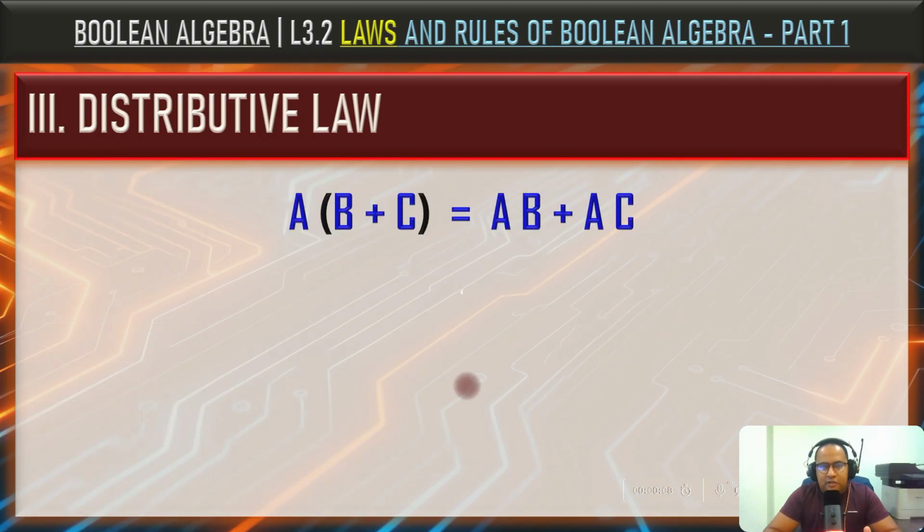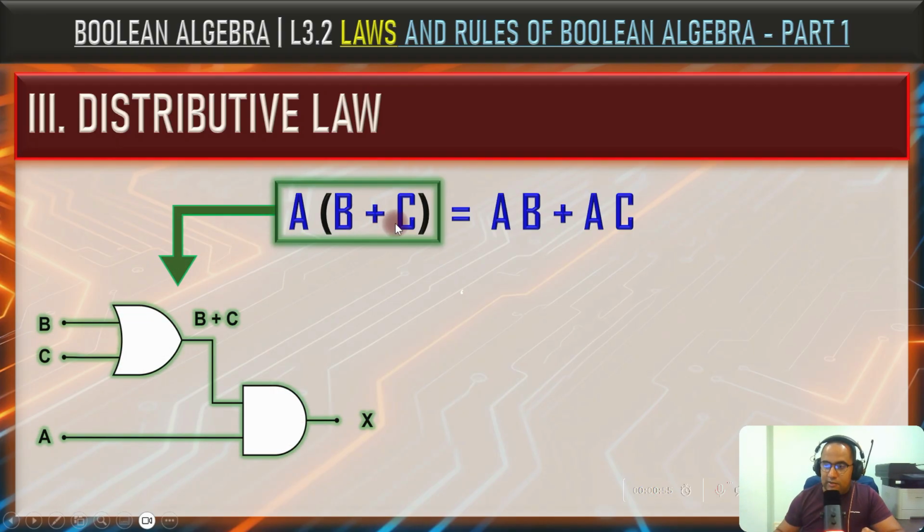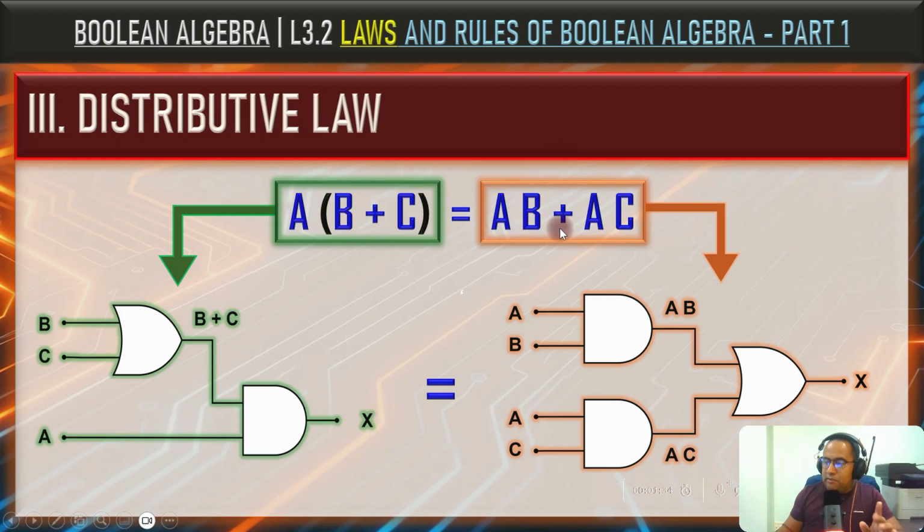One of the biggest benefits of mastering the distributive law is that it allows us to simplify logic circuits, as shown on the slide. On the left, the expression a times b plus c requires one OR gate plus one AND gate, totaling 2 logic gates. On the right, the expression a times b plus a times c requires 2 AND gates plus 1 OR gate, totaling 3 logic gates. So by applying the distributive law in reverse, we reduce the circuit from 3 logic gates down to only 2.